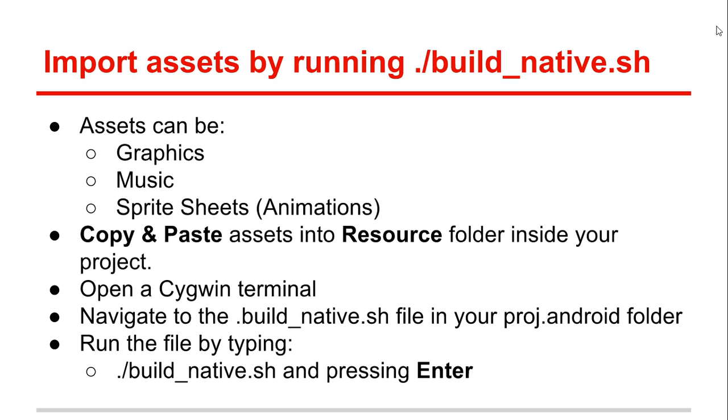And finally, you're going to run the file inside Cygwin by typing ./build_native.sh and pressing enter. This is going to import all of your assets into your assets folder inside Eclipse. It is very important that you run this file every time you add new assets to your resource folder in Eclipse. If you don't run this file, your assets are going to get deleted by Eclipse.